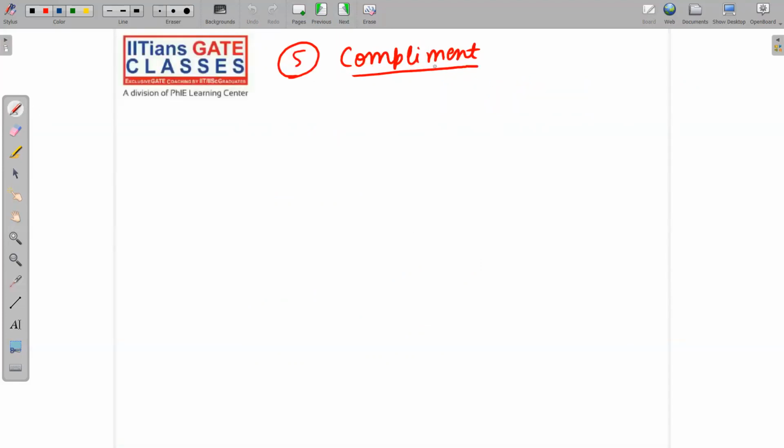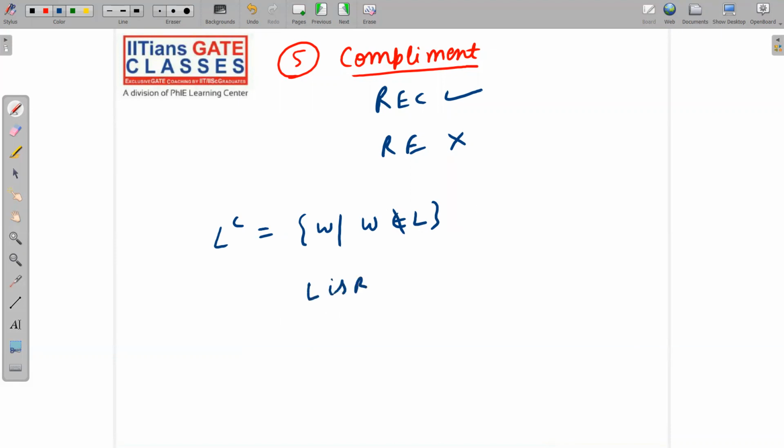See here carefully. In the complement operation, REC languages are closed, but RE languages are not closed. So let me give you a small intuitive idea about why REC are closed and why RE are not closed. You already know what L complement is. L complement consists of all those W's such that W does not belong to L. If L is REC, I am claiming that L complement is REC.